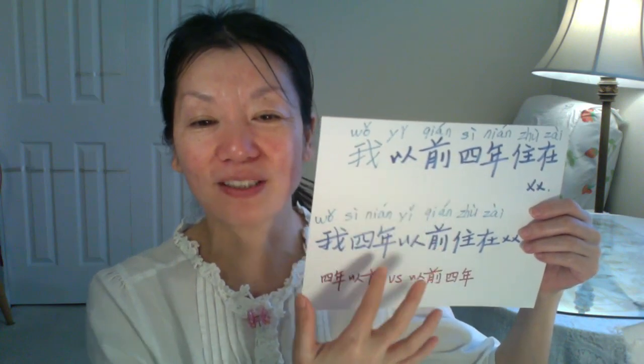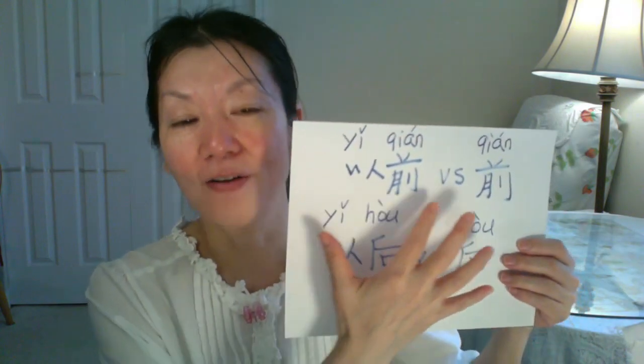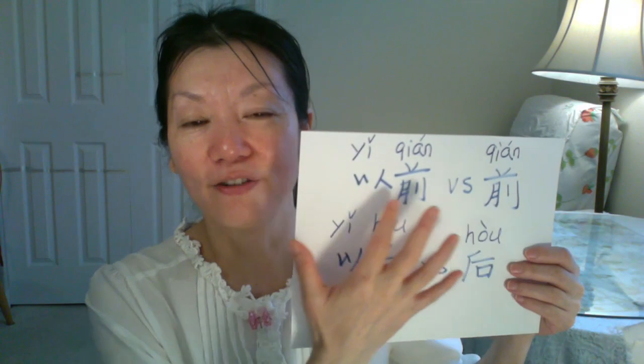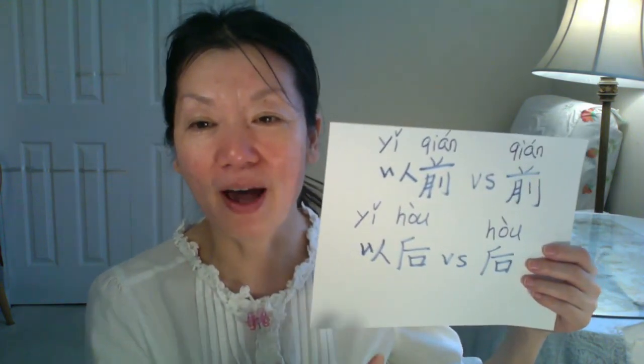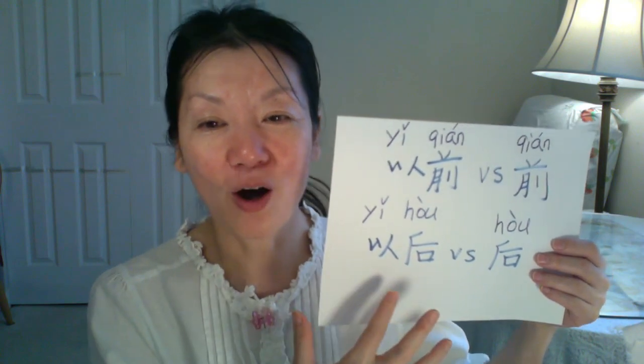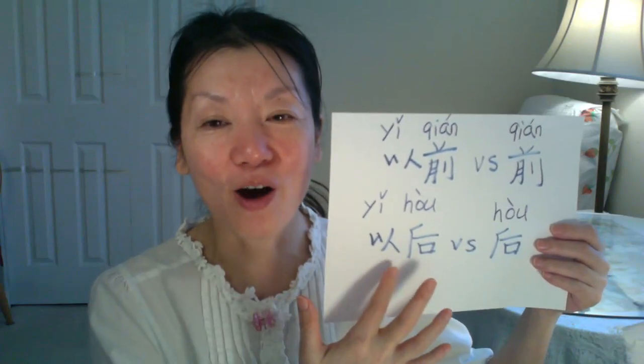Finally, we're back here. We just want to talk about 四年以前. Don't say 以前四年. Let's review. You can say 以前, or you can say 前. 以前 is talking about time, before. If we have before, we have after or later. 以后, if you say 后, means 以后, after, later, a time.